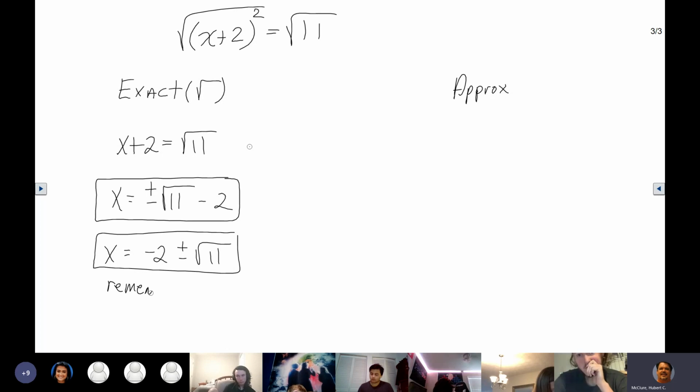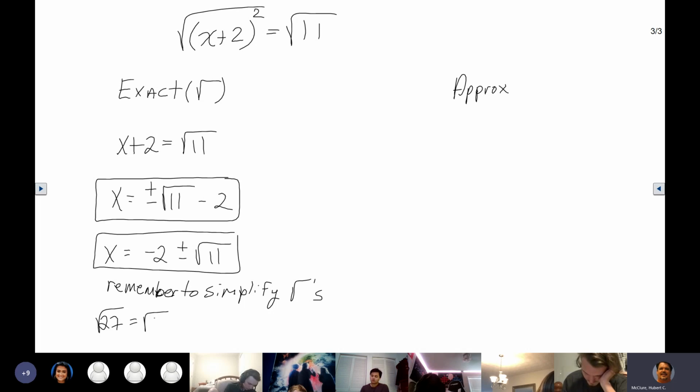Remember to simplify radicals, such as the square root of 27 is equal to the square root of 9 times the square root of 3, which is equal to 3 square root of 3. You've got to remember to do that with exact answers.